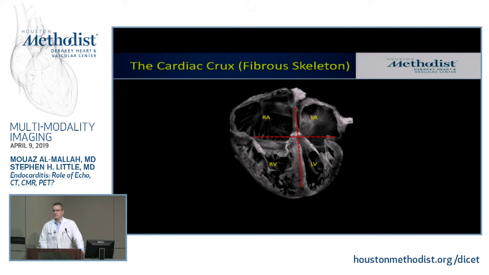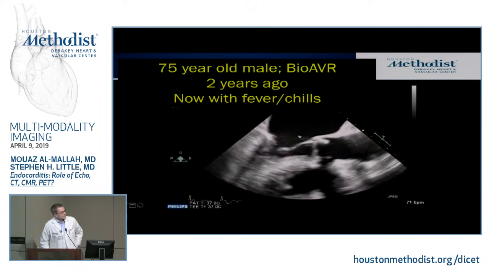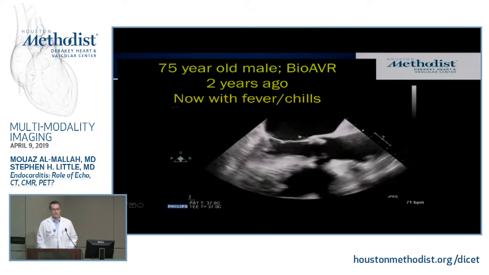And the crux I mentioned, so this is just some important basic anatomy that is relevant to both echo and CT, of course. The crux refers to the internal skeleton of the heart, or the cross. The reason being is how close together the AV valves are with the semilunar valves. And that matters when you start talking about complications and where things go.